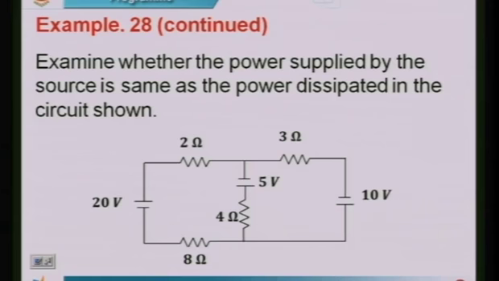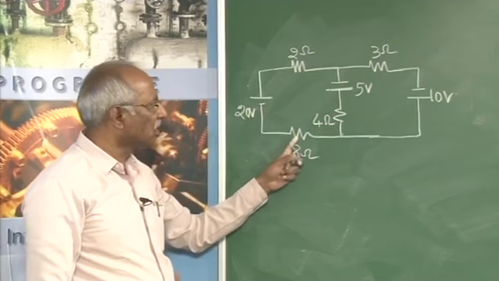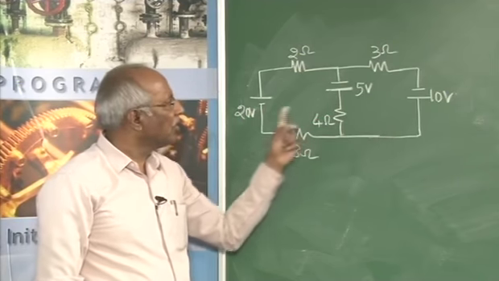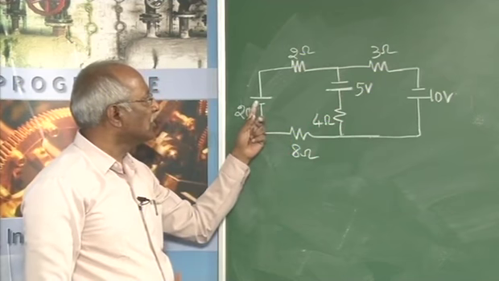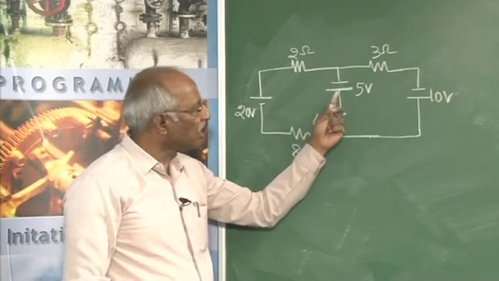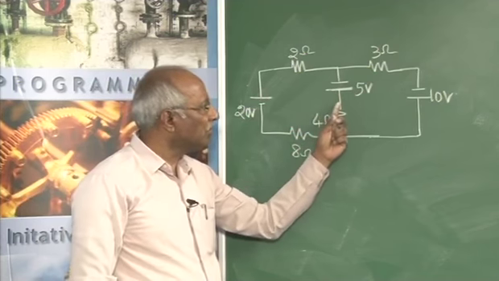In order to examine, I must know the power consumed in these resistors and also the power supplied by these. In that respect, the power supplied by this voltage is the voltage multiplied by the current that's coming out here. Similarly, if the current is coming out here, the power supplied will be 5 into the current that's coming out.